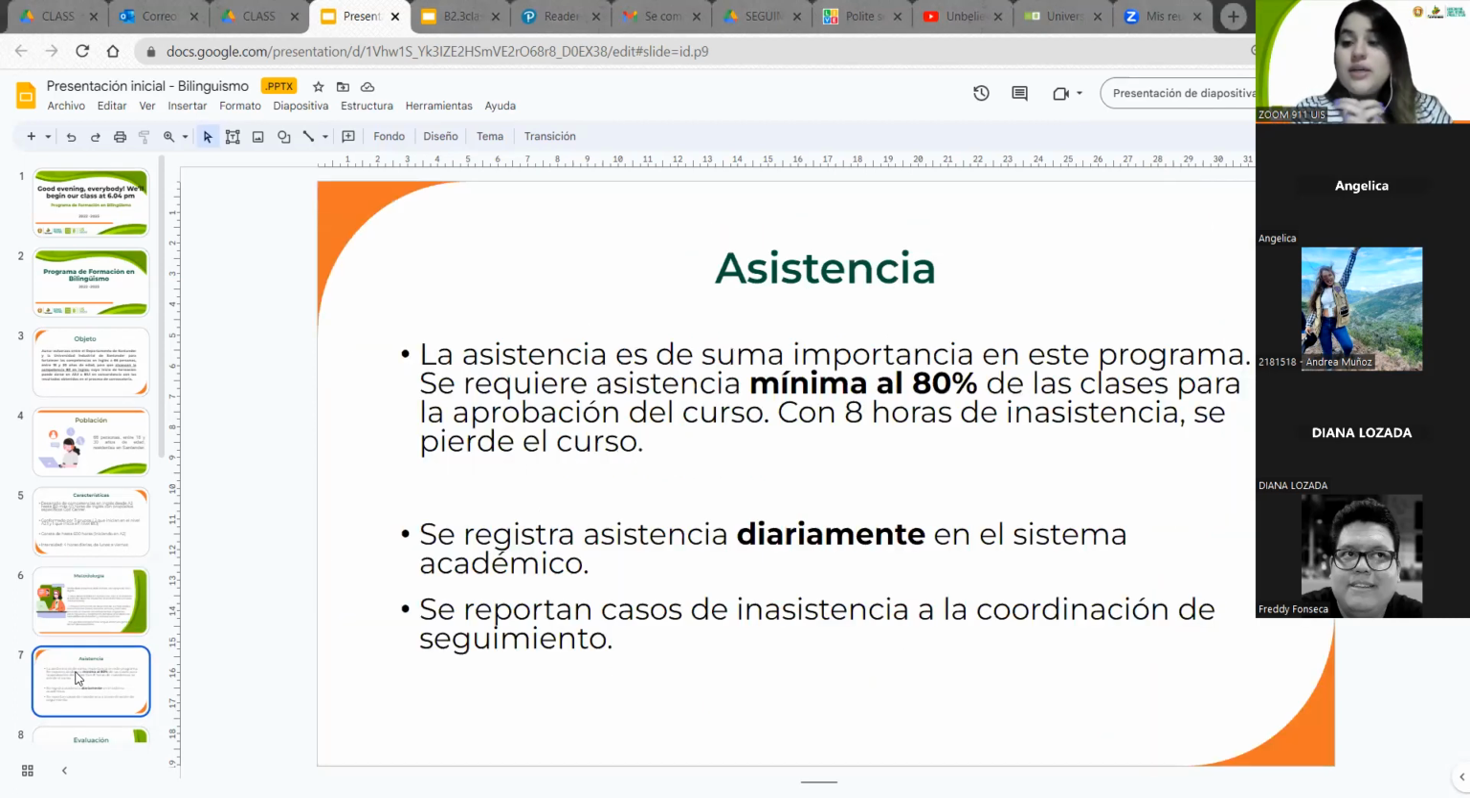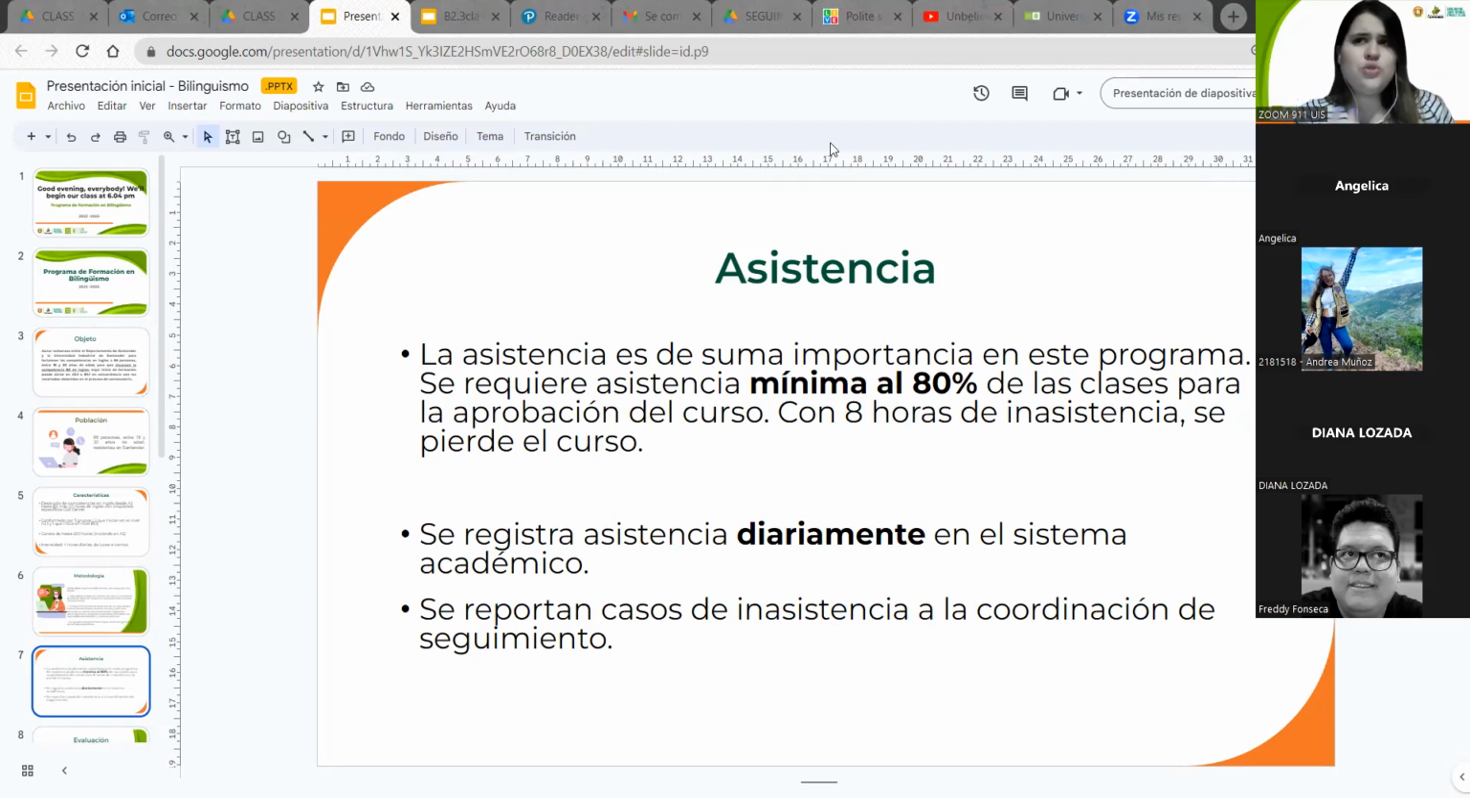La asistencia, ustedes saben, chicos, que es de suma importancia en este programa. Se requiere asistencia mínima al 80% de las clases para la aprobación del curso. Con 8 horas de inasistencia se pierde el curso. Afortunadamente nunca hemos tenido un caso de un estudiante que pierda por inasistencia.